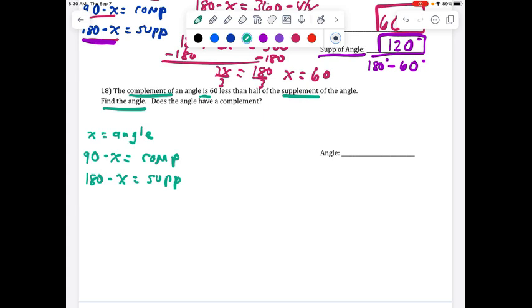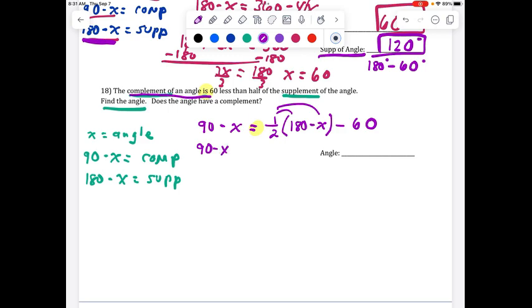So let's try to write an equation based on this information. The complement of an angle is 90 minus x equals, because as soon as I see "is," that means equals, 60 less than half the supplement. Half the supplement is half of 180 minus x. And then we're 60 less than that, so we're subtracting 60 afterwards. What we do is similar to the last problem: we distribute and try to find my answer for x.